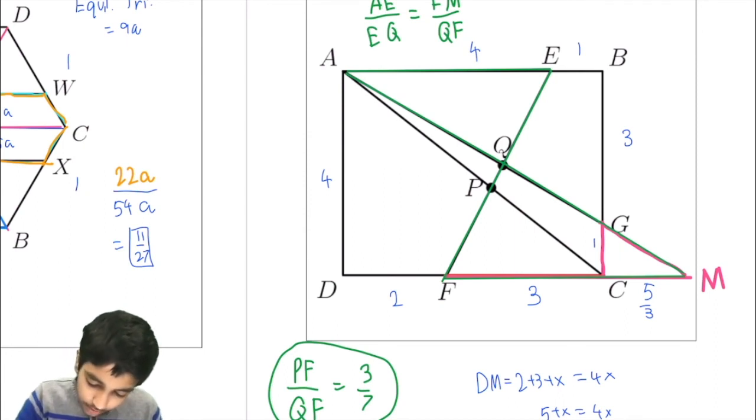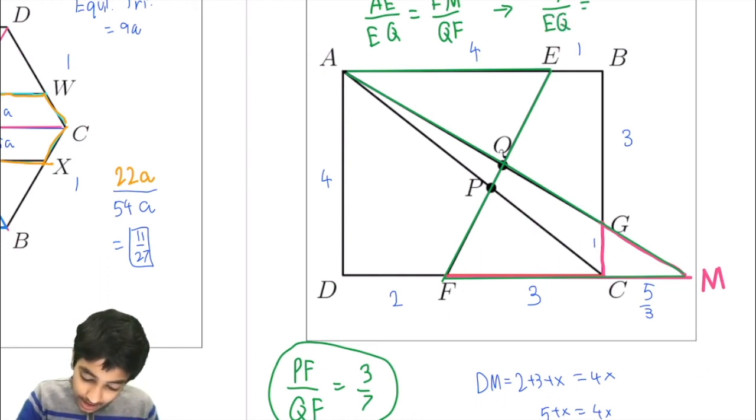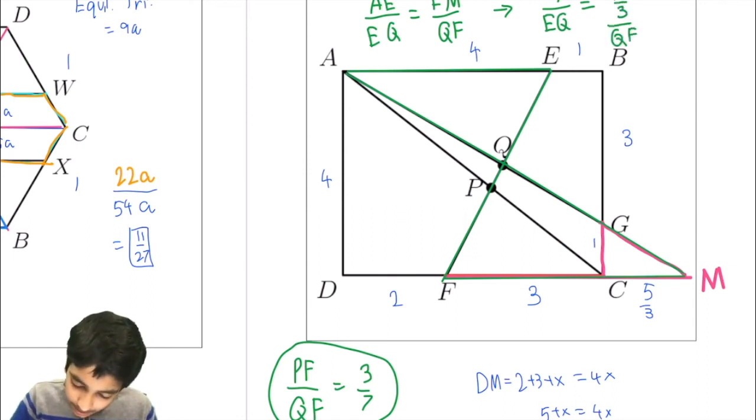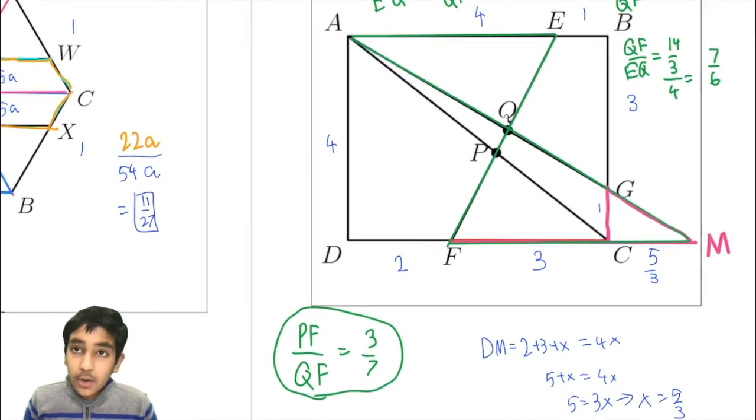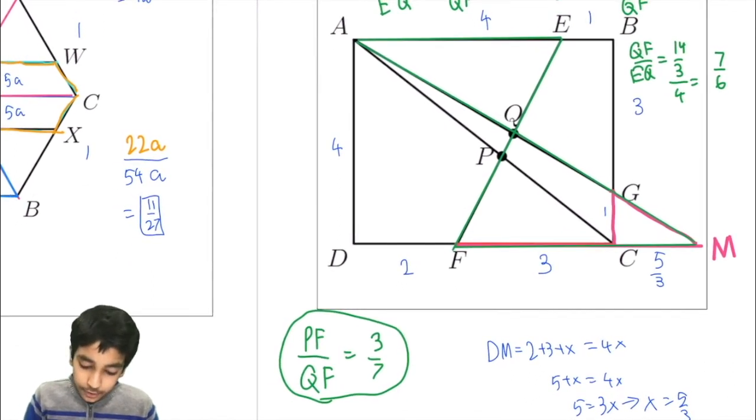Well, if AE is 4, then this tells us 4 over EQ is going to be equal to FM, which is going to be equal to 14/3 over QF. And then from here, we can see that QF over EQ is going to be equal to 14/3 over 4, which is equal to 7/6. So now we know QF to EQ is 7/6, meaning that QF to the overall length is 7 over 13.